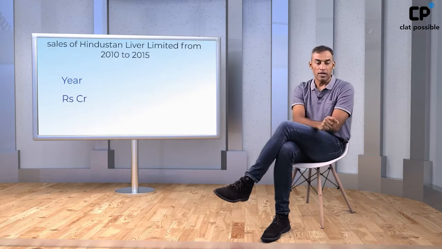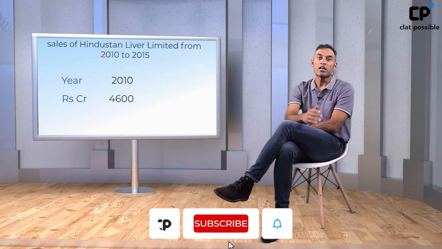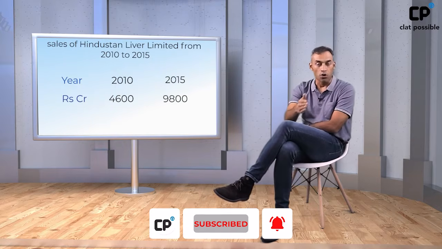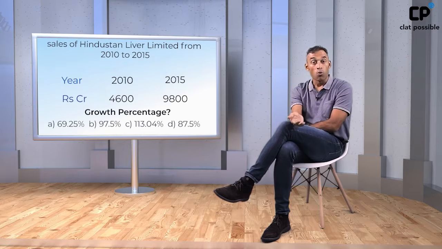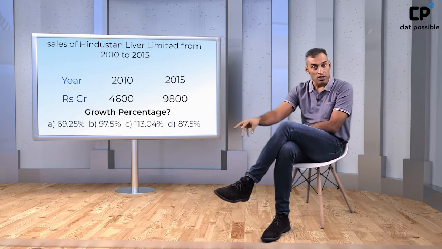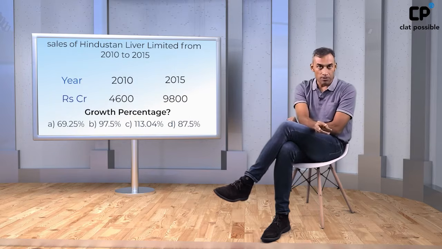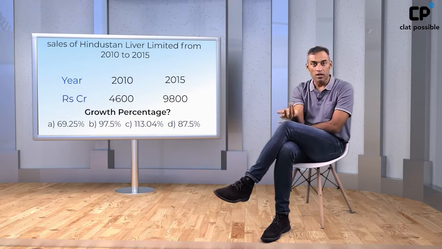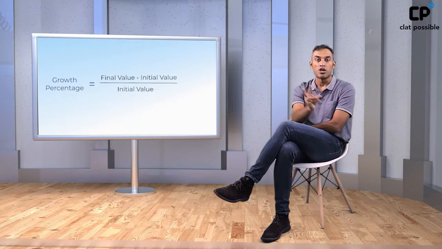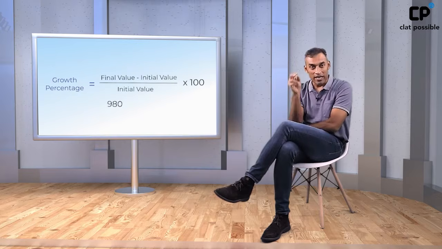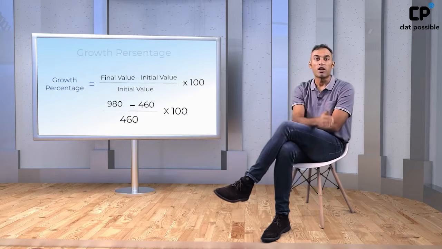Suppose sales of a company, let's say Hindustan Lever Limited, is 4,600 crores in 2010, and in 2015 it has become 9,800 crores. The questions that can be asked could be, what is the overall growth percentage? What is the simple annual growth percentage? What is the compounded annual growth percentage? So how do we calculate these? Now in this case, one method is definitely what we have learned in school, that we do a percentage change, which is final minus initial upon initial into 100. So in this case, it will be 980 minus 460 upon 460 into 100. So this is one way of doing the question.